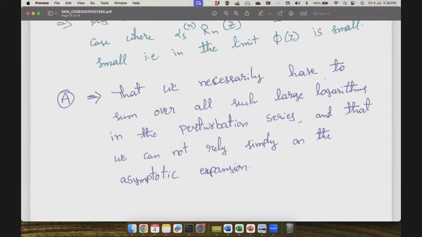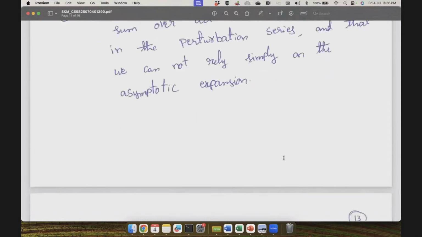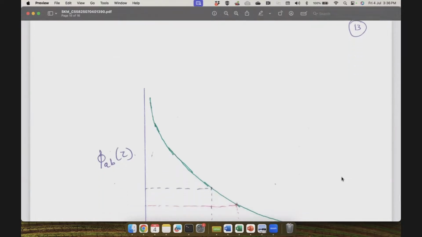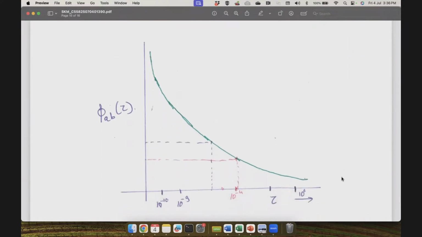We necessarily have to sum out such large logarithms in the perturbation theory, and we cannot rely simply on the asymptotic expansion. That is the main motivation of what we call resummation. If you look at the original papers on resummation, they do not actually say resummation. They say summation of the large logarithms to all orders, something like that. That is what the original resummation paper looks like.